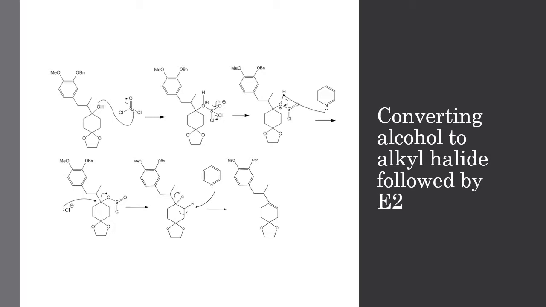Next, pyridine comes in to deprotonate that positively charged hydrogen, and then we're left with SO2Cl, which is a good leaving group, and chloride is going to come in and kick off that SO2Cl. So that's how we get our alkyl halide, and that's the first reaction. Next, pyridine is going to come in and perform an E2 reaction this time, and because pyridine is hindered, we're going to form the less substituted alkene. So it's going to grab that hydrogen from the less substituted side, and then those electrons are going to form a double bond, the alkene, and kick off the good leaving group, which is the chlorine.